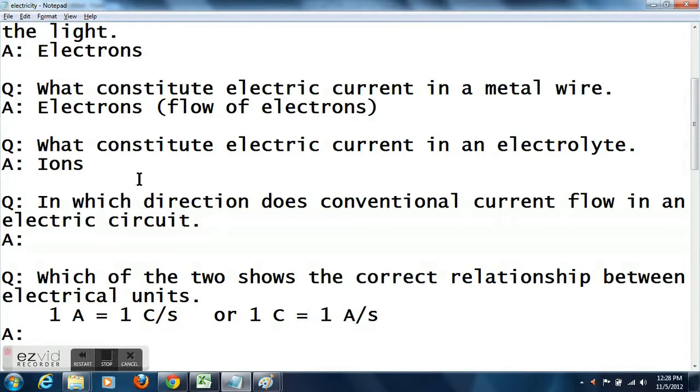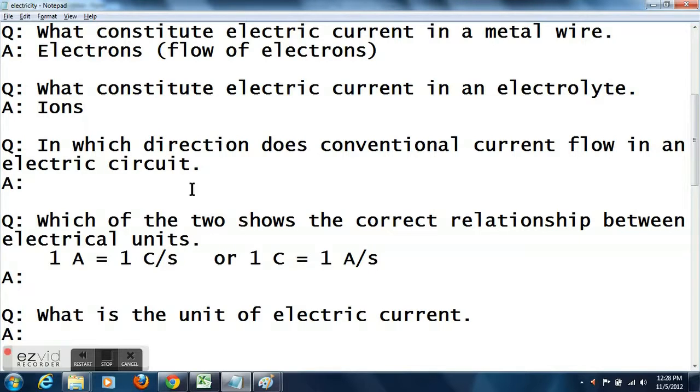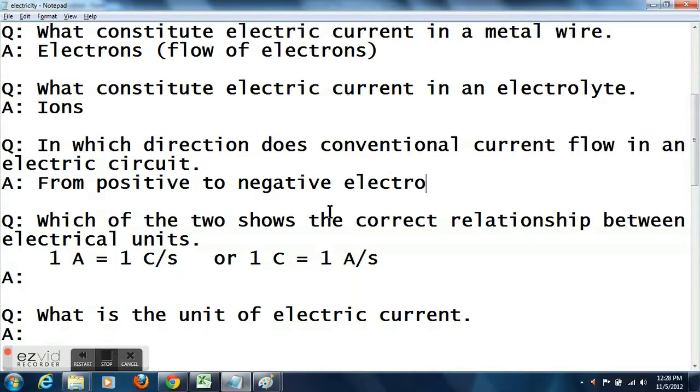Now, next question. In which direction does conventional current flow in an electric circuit? Conventionally, current flows from positive to negative, even though actually it moves from negative to positive. So conventionally it is positive to negative electrode or positive to negative terminals, whatever way it is.